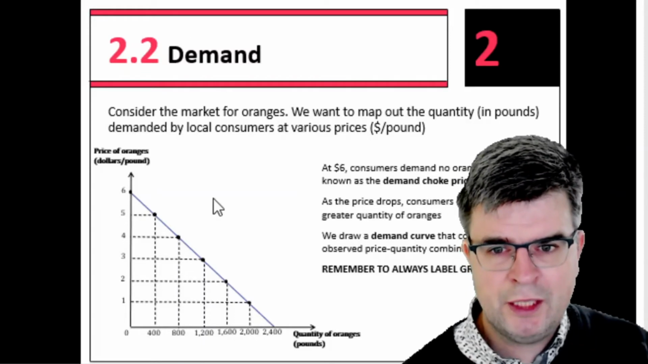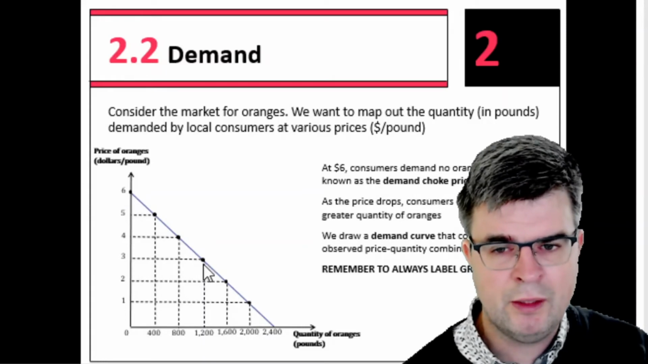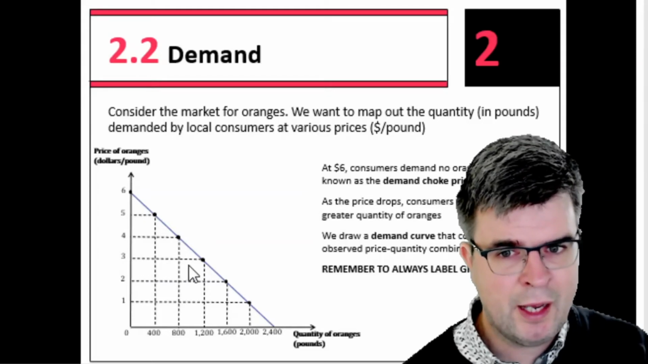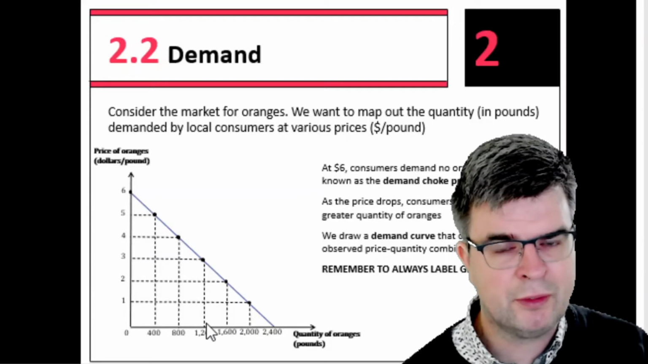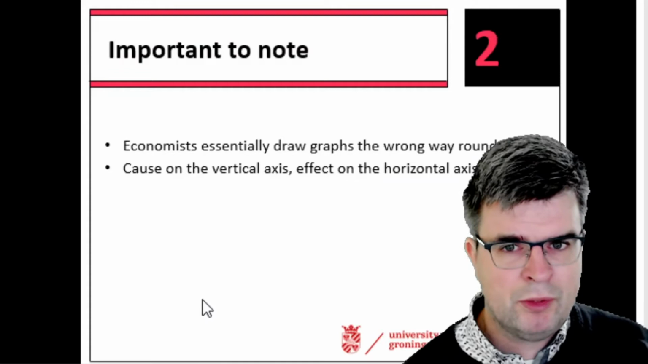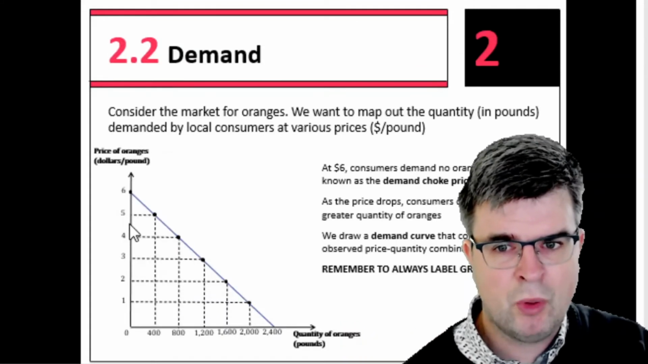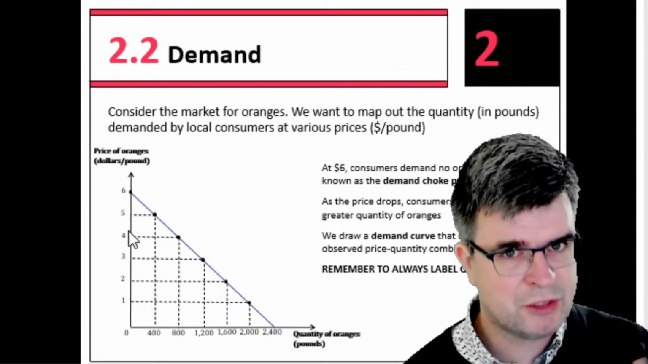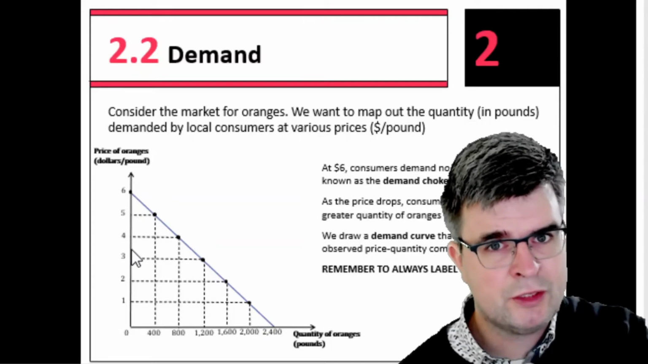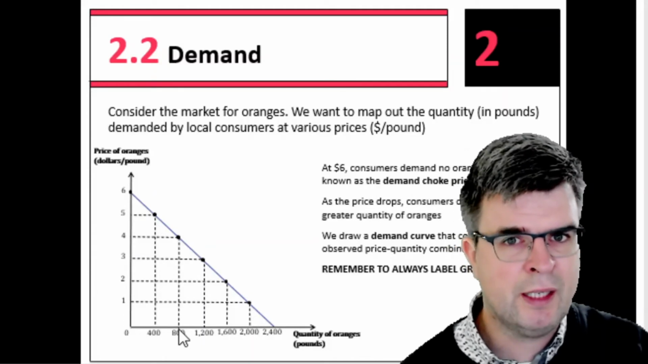So what we've done is we've derived the demand curve, the relation between the price and quantity of oranges. So you feed in a price, say 3, and what comes out is the quantity demanded, in this case 1,200. Now it's important to know that we essentially draw the graphs the wrong way around. So we put the cause on the vertical axis. So we start with a price and then we ask, okay, if the price is 4, what is the consequence for the quantity demanded? So the effect is on the x-axis.